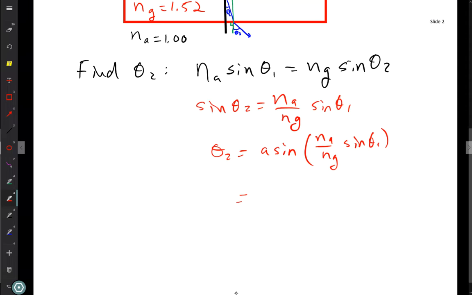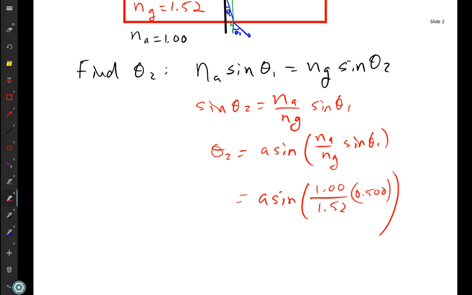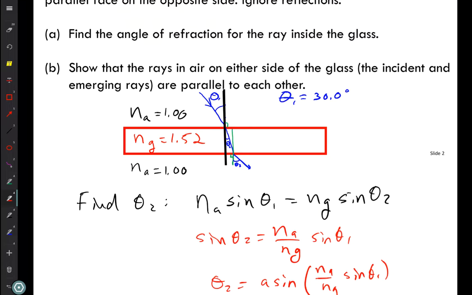Putting in our values, N_a was 1.00, N_g was 1.52. Sine of 30 degrees. Everyone should know sine of 30 degrees, because it's 1/2. So you put that in your calculator. 19.2 degrees. Okay, so theta 2 is 19.2 degrees. So that's the answer for our first one.